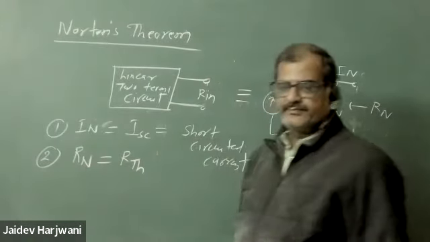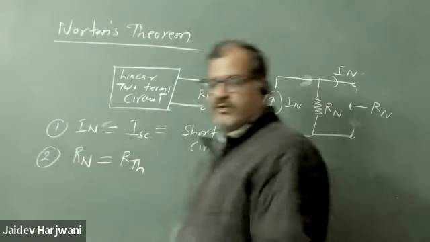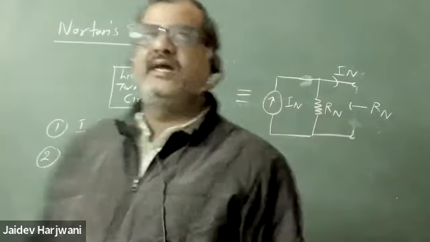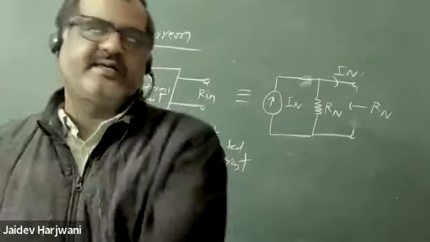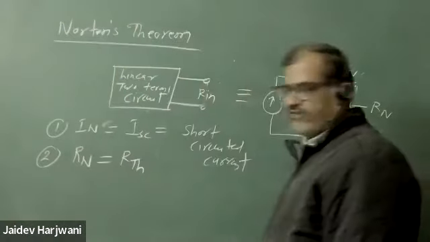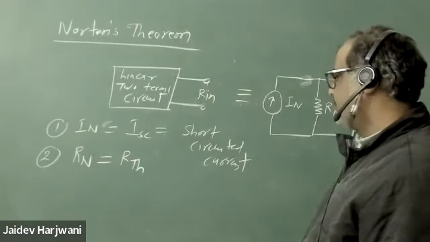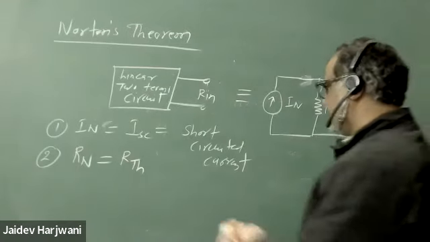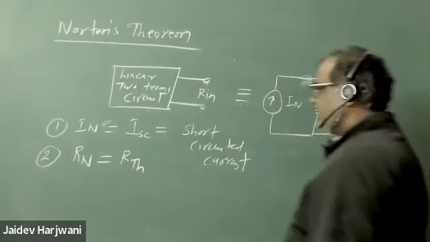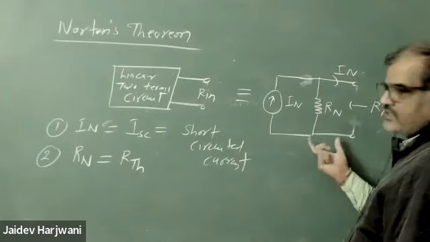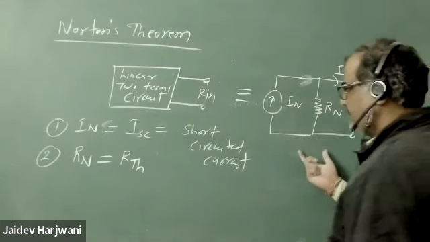So you measure the open circuit voltage, the open circuit resistance, and then you measure the short circuited current. Okay, you can find the Norton equivalent of this circuit. We'll do this later. First let me explain how these Thevenin circuits and these circuits are equivalent.